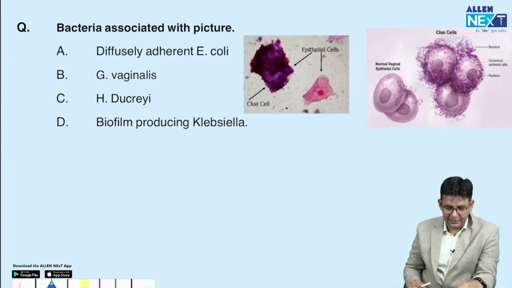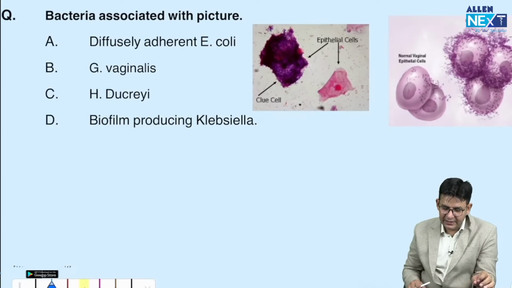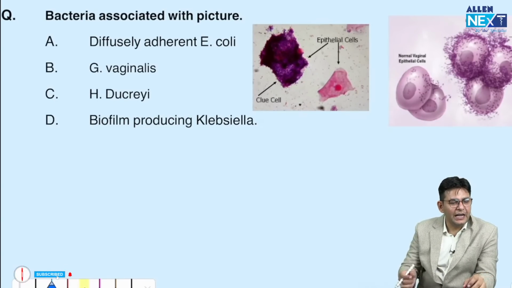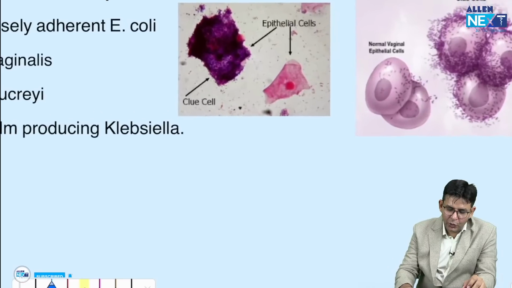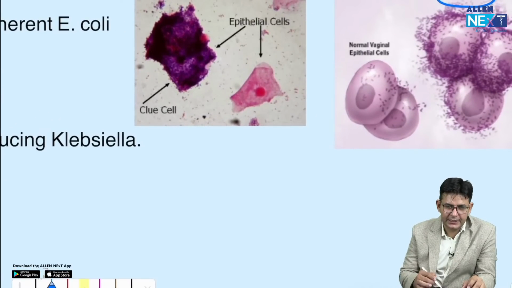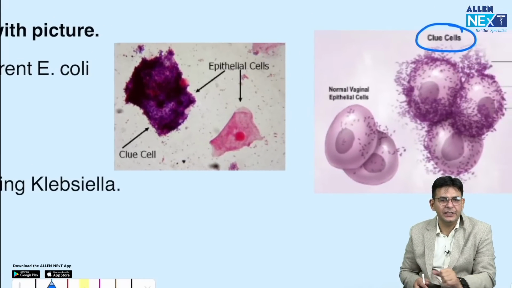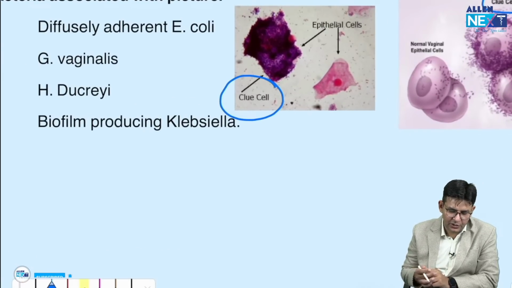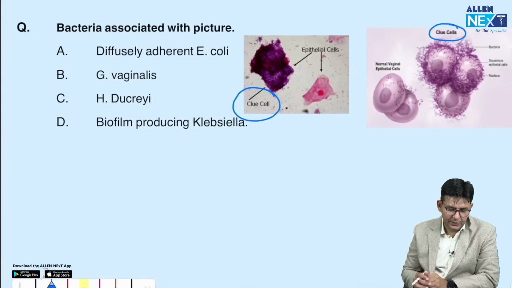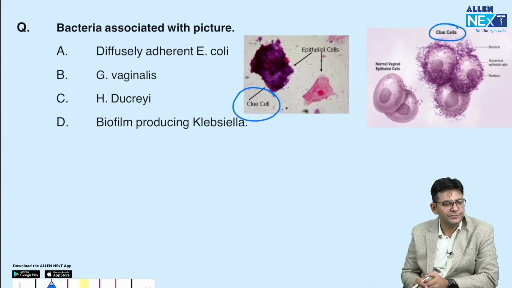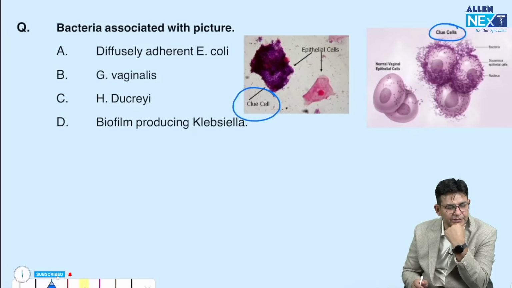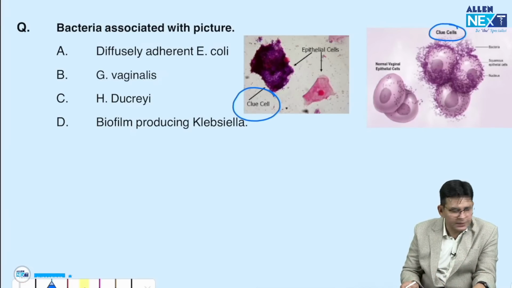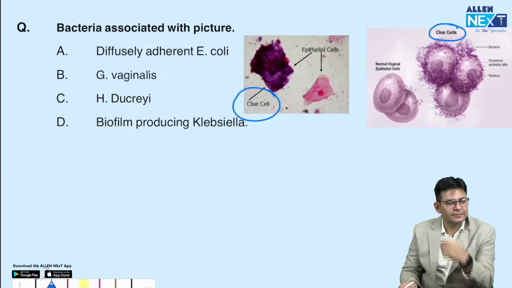Another favorite of examiners is this particular thing in which you have a sufficient clue, that is, clue cells. And clue cells are a feature of which particular disease, guys? Clue cells. Here a clue cell is also written. Can you tell me what the answer to this question should be, guys? Yes, yes, yes. What should be the answer of this? Clue cells.